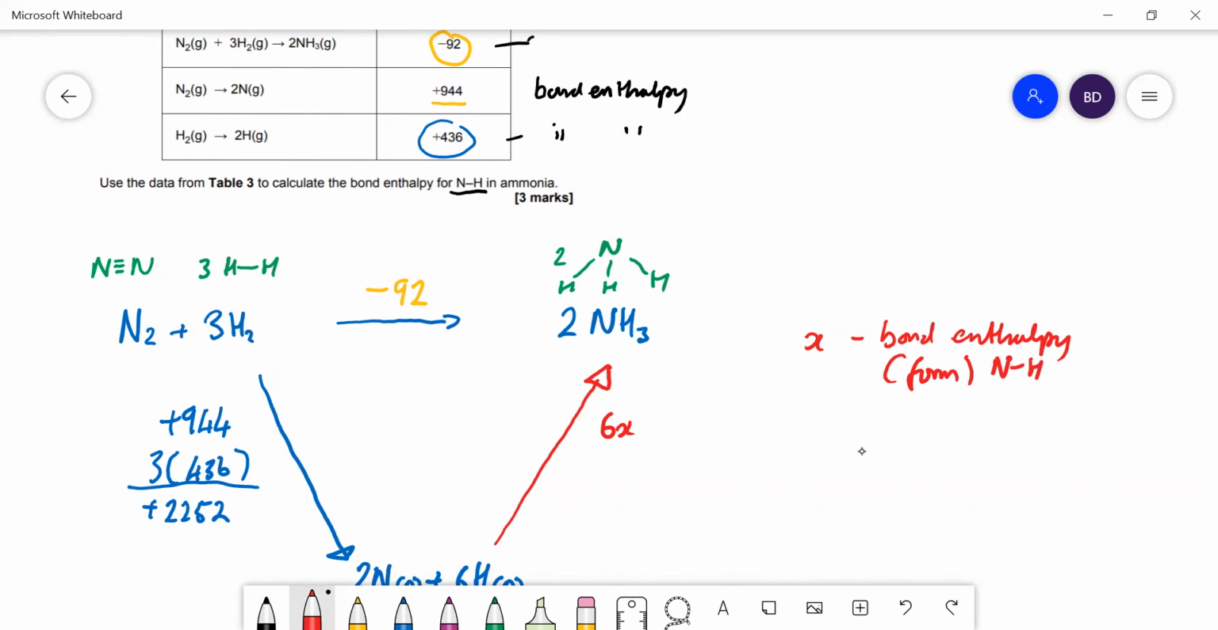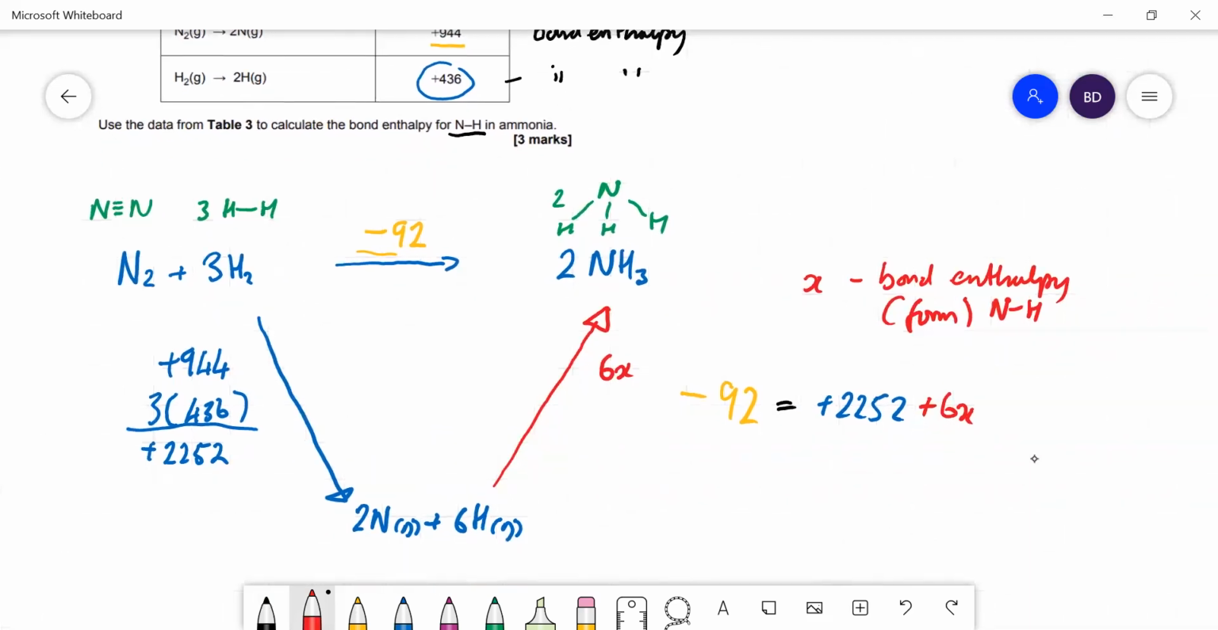So Hess's law, we know that minus 92, this one here, is equal to, well, the blue arrow, which is plus 2252, and plus 6x. So rearrange that equation, we get 6x is equal to minus 2344. So x is equal to 2344 over 6. That is equal to minus 391.